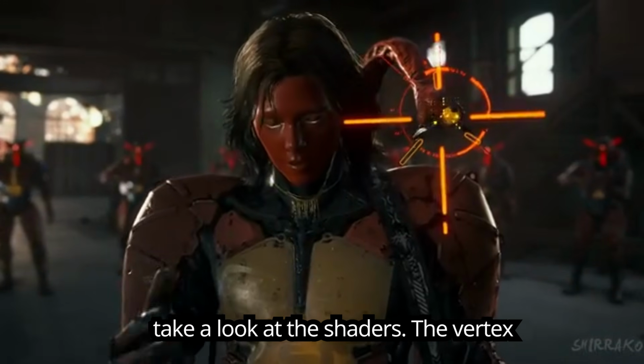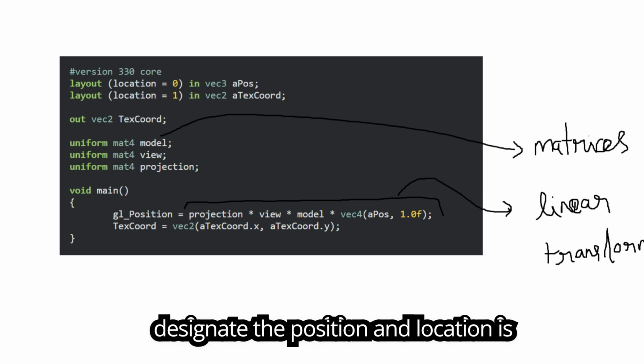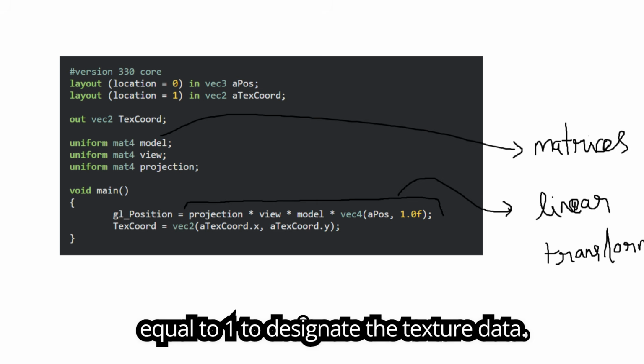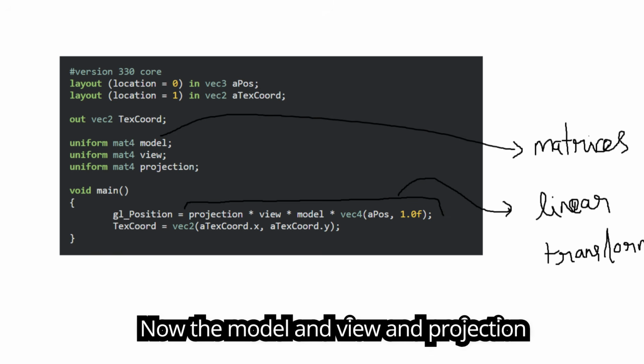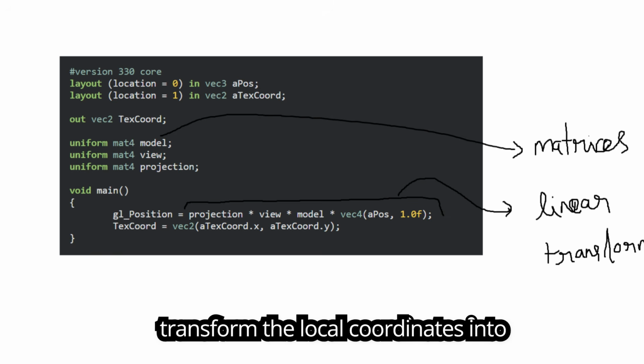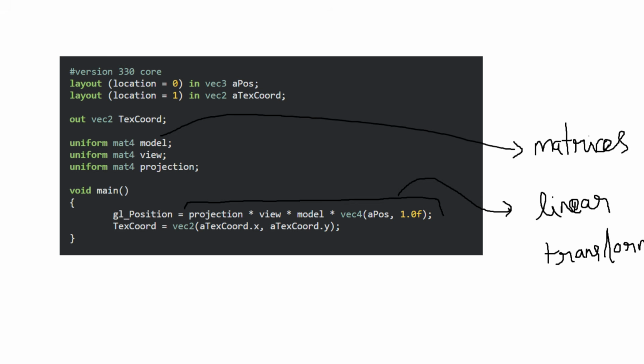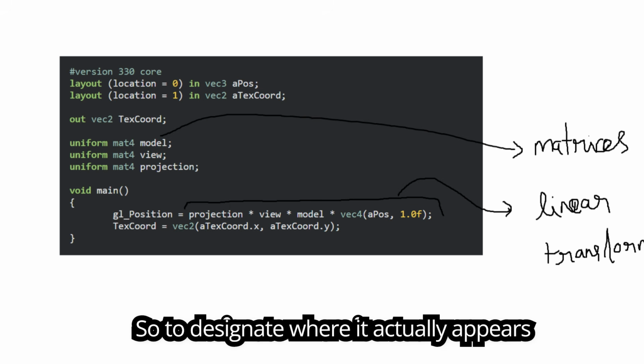Let's take a look at the shaders. The vertex shader has location equal to 0 to designate the position, and location equal to 1 to designate the texture data. Now the model, view, and projection variables are matrices that transform the local coordinates into normalized device coordinates, or NDCs, to designate where it actually appears on the screen.